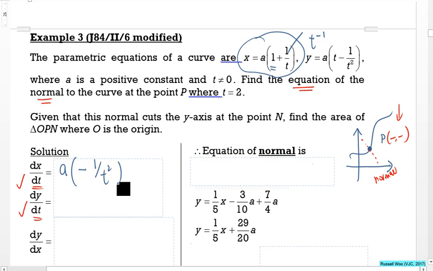Got that? Similarly, dy/dt, this is t to the power of minus 2, right? So you bring down the minus 2, you get 2 over t cubed. Oh, sorry, there's a t here. There's a 1. My bad. There's a 1 plus 2 over t cubed. Differentiate t, you get 1. Next.